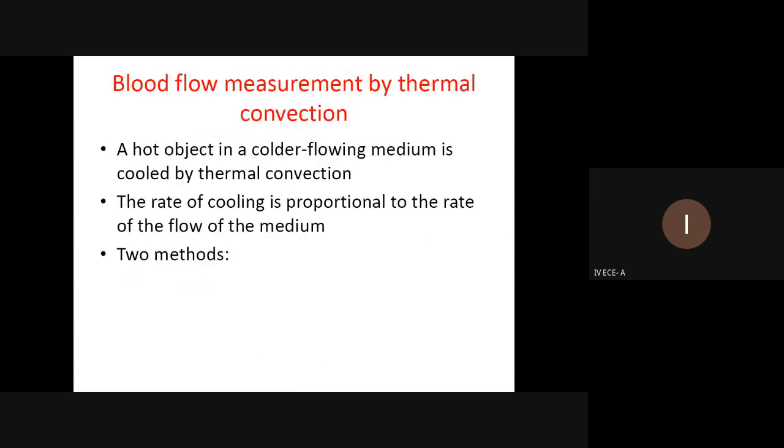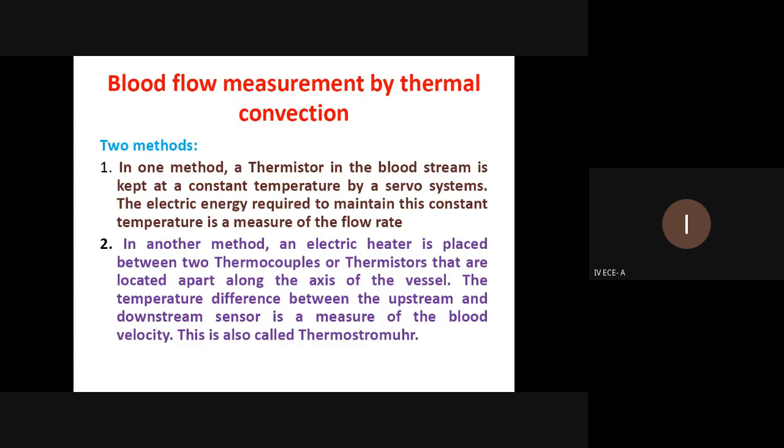Then blood flow by thermal convection. When a hot object is placed in a colder flowing medium, it gets cooled by thermal convection. This principle is used in this method. Here the rate of cooling is proportional to the rate of flow of the medium. There are two methods. In one method, a thermistor in the bloodstream is kept at a constant temperature by a servo system. The electric energy required to maintain this constant temperature is a measure of the flow rate.